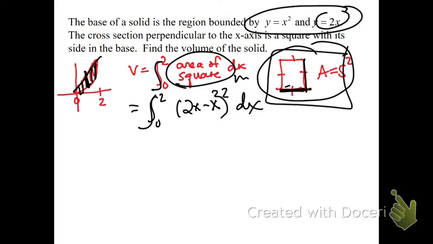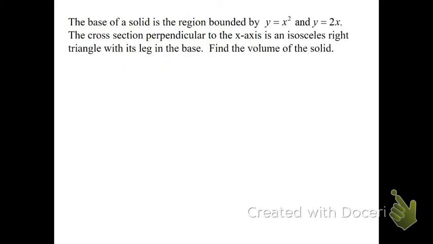All right, so now all we're going to do in the next problem is change it so that it's not a square. Okay, so all of this work over here where we set them equal and all of that, that's going to remain the same. So you may want to, in your notes, quickly draw that graph again. Okay, so cross sections are still perpendicular to the x-axis. Okay, so we're still going to be adding going across from 0 to 2.